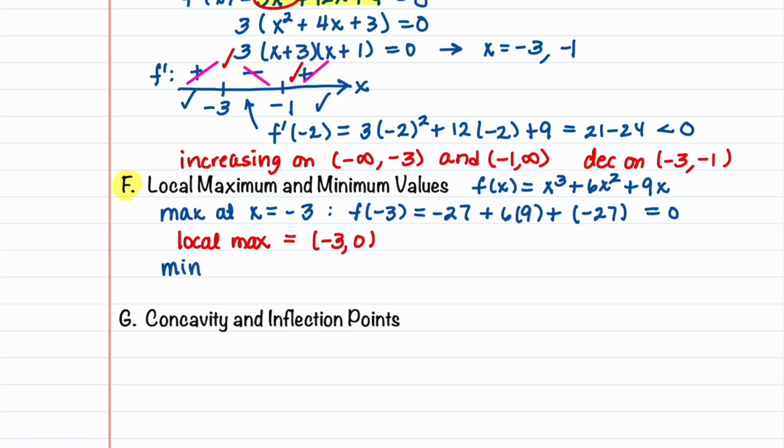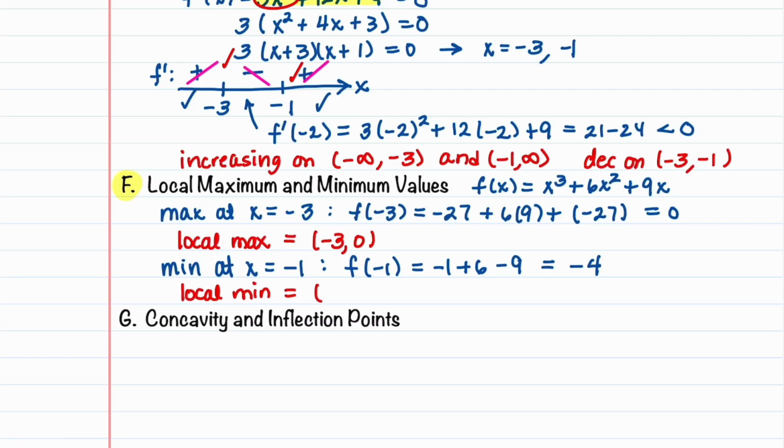Now let's do the same thing for our local min. We are going to have a min at x equals -1. So we're going to calculate f at -1. This is going to be easier. This is -1 plus 6 minus 9, and this is equal to -4. So we have a local min equal to (-1, -4).